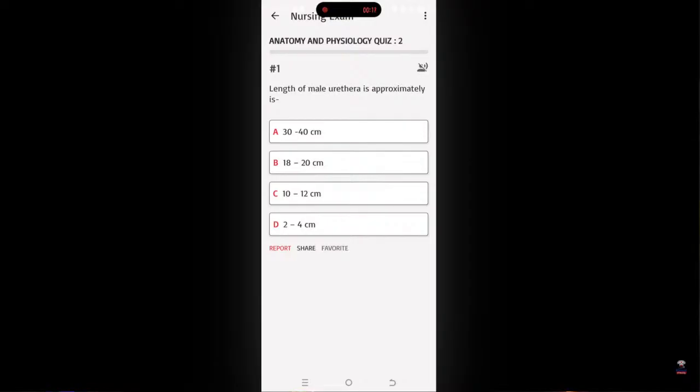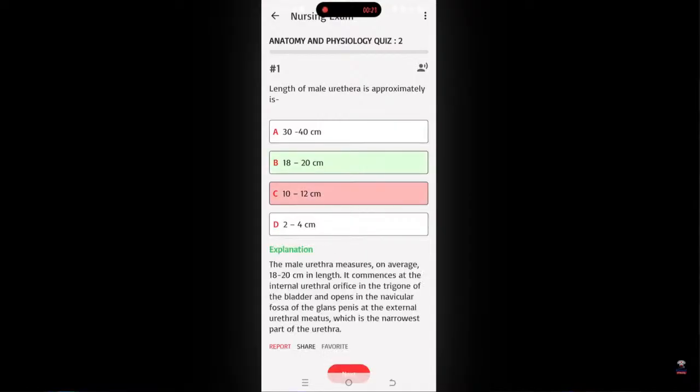No. Correct answer is B. The male urethra measures, on average, 18 to 20 cm in length. It commences at the internal urethral orifice in the trigone of the bladder and opens in the navicular fossa of the glans penis at the external urethral meatus, which is the narrowest part of the urethra.